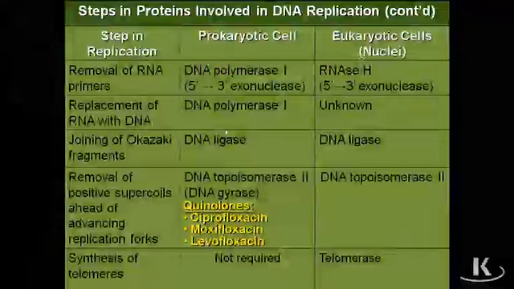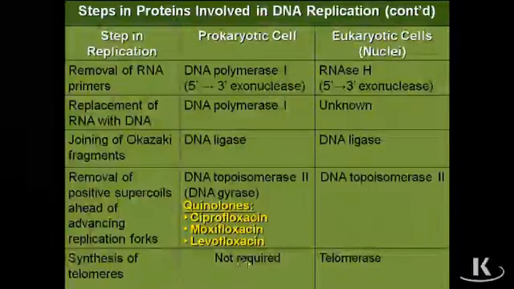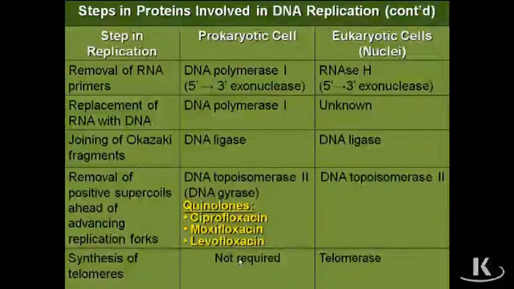Finally, synthesis of telomeres. Telomere synthesis is not required in the prokaryotic cell because why? They're not linear chromosomes, they're circular chromosomes. Telomeres are required in certain germ cells and in cancer cells, in eukaryotic cells, and they're required because the DNA is linear in structure.